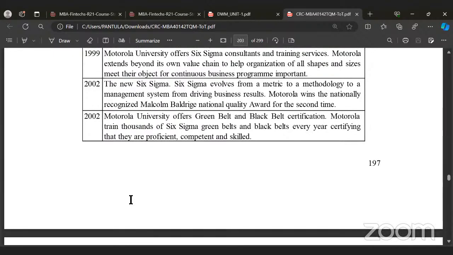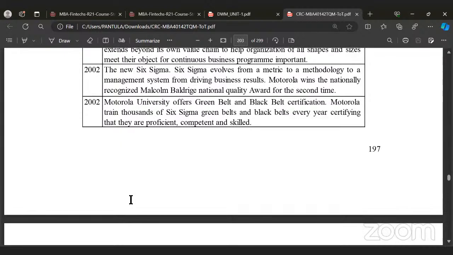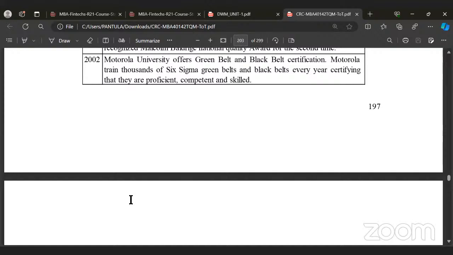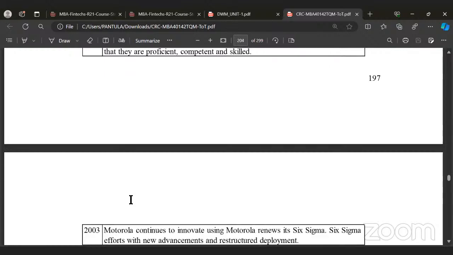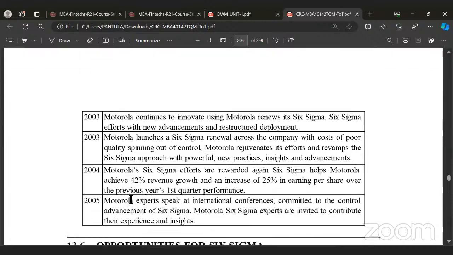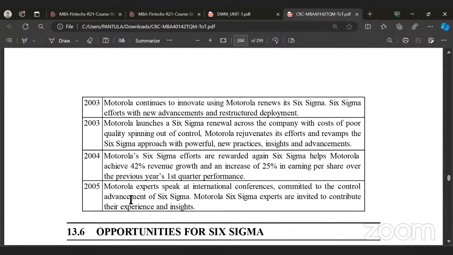Here, Motorola wins the nationally recognized Malcolm Baldrige National Quality Award a second time, and in 2002 offers green belt and black belt certification. Motorola trained thousands of Six Sigma green belts and black belts, certifying those professionals. In 2003, Motorola continues innovating and renews its Six Sigma efforts with new advancement, restructured deployment, and cost of poor quality.